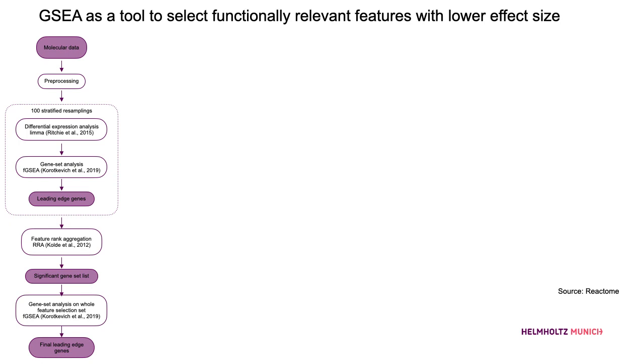So I aggregate them together using robust rank aggregation to get a single list of the significant signaling pathways or gene sets. And then I did gene set enrichment analysis again on the whole feature selection set for each data type, but only focused on this significant gene set list. And then using this result, I could extract the final list of leading edge molecules.